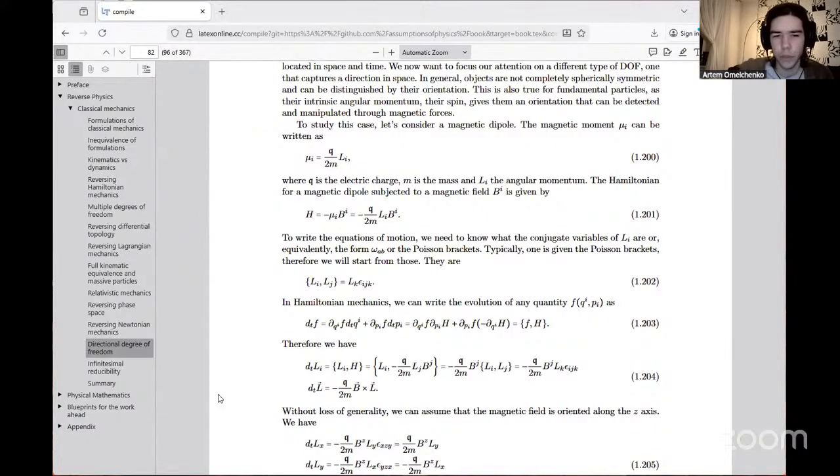What would be the word for the... Yeah, magnetic field, yes. Okay. I know that in Ukrainian we say something of the magnetic field, but maybe not in English.